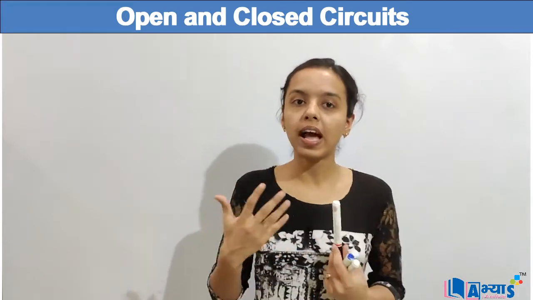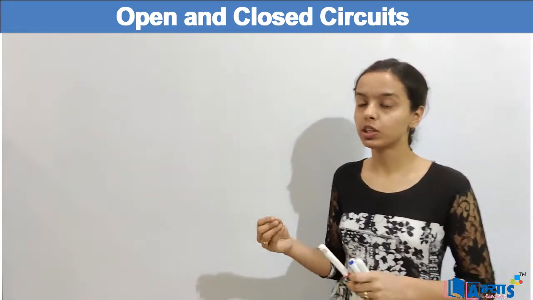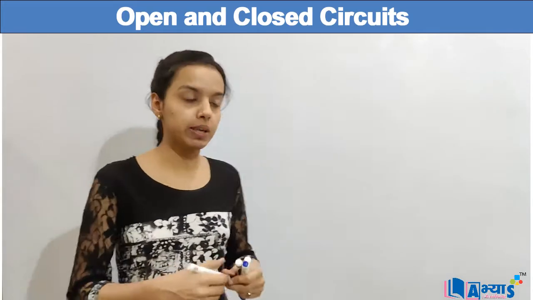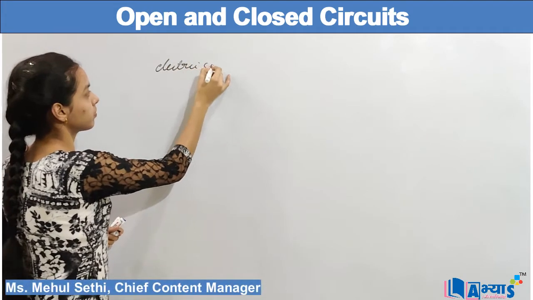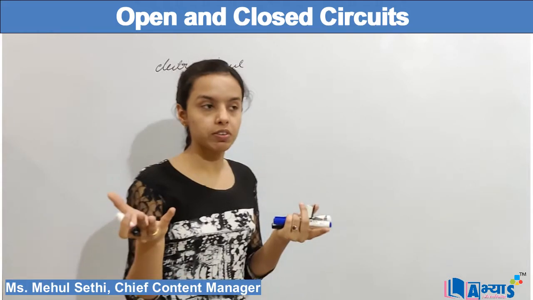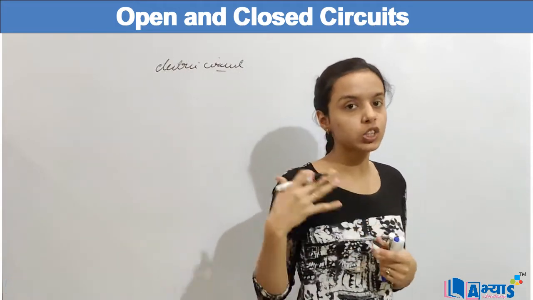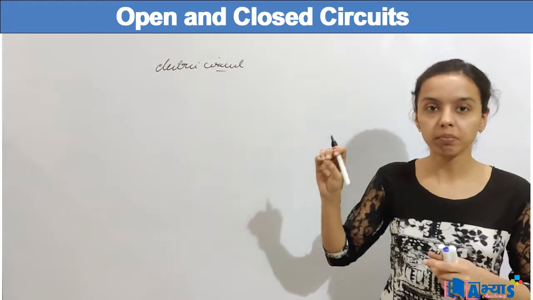What are the open and the closed circuits? But before we know what these circuits are, we must know what an electric circuit is. Basically, an electric circuit is an arrangement of various components, and these are arranged so that the electric current can pass through them.